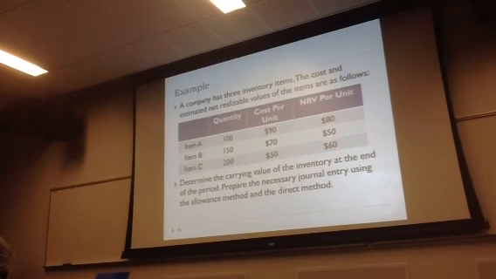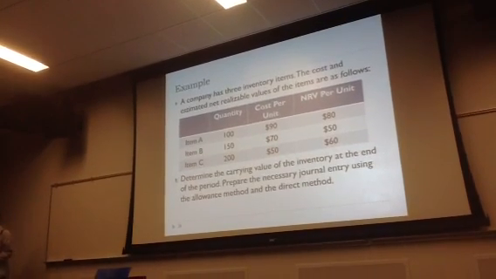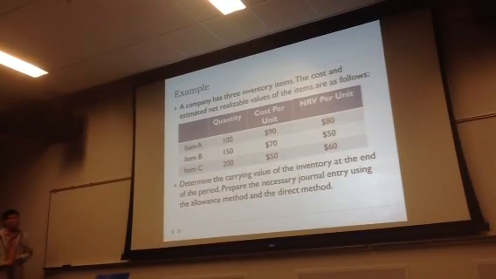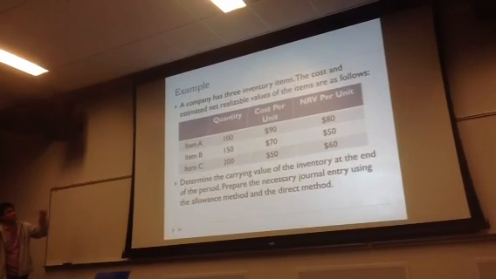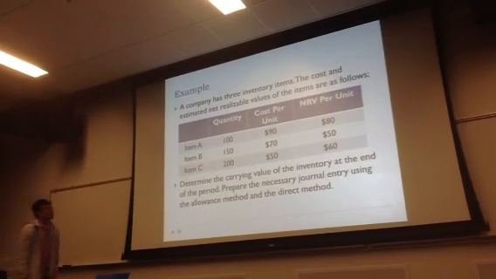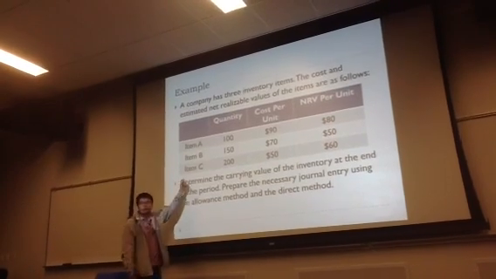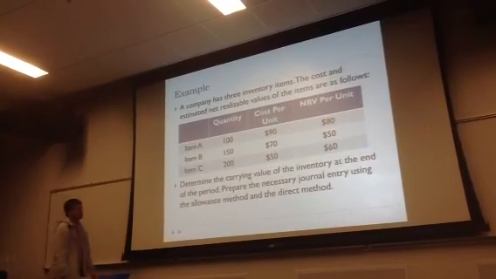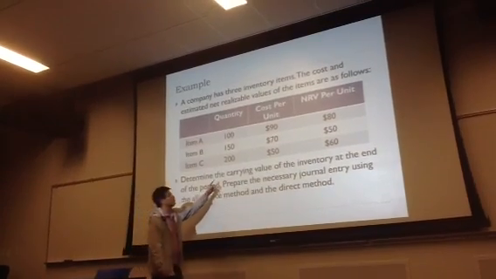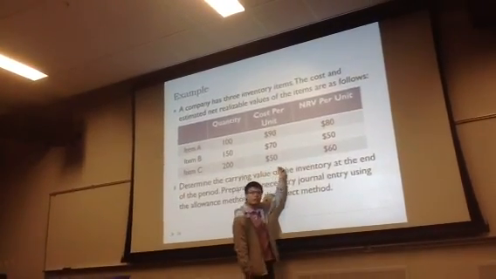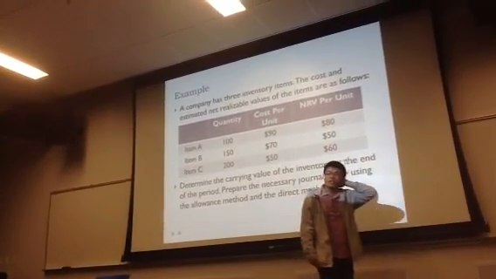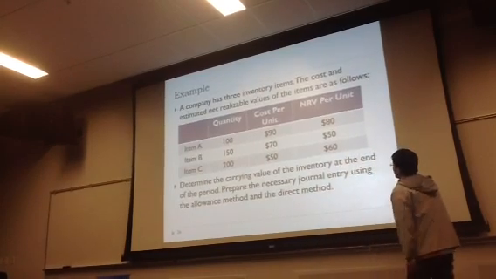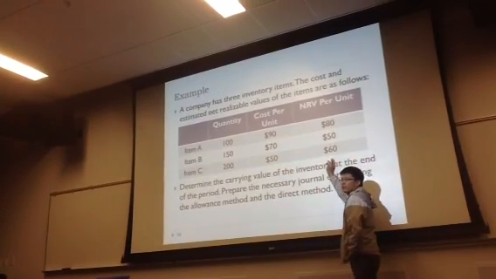You will be given the journal entries for both of them. So let's take a look at a very simple example once again. There is a company with three different inventories, item A, B, and C. You are also given the quantity they have in their store, the cost per unit that they purchased at, and the net realizable value for every single unit.